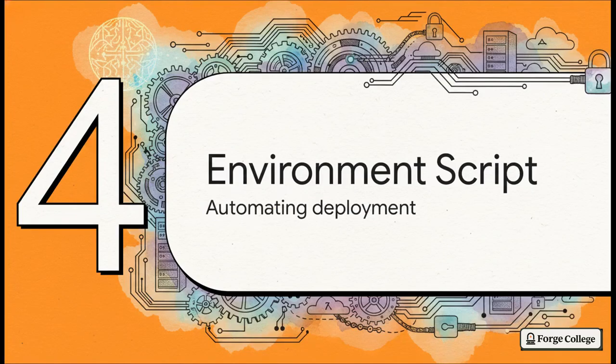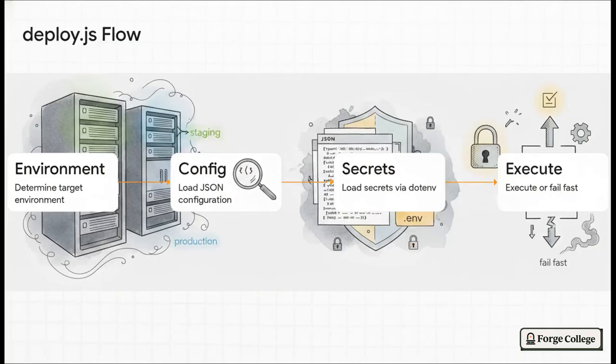Section 4. The environment script and automating your deployment. Let's trace the chronological execution flow of our deploy script. Step 1, the script wakes up and figures out which environment it's supposed to target. Step 2, it takes that environment name and loads the corresponding JSON configuration file we just talked about. Step 3, it securely loads your sensitive secrets using the .env config. And step 4, it either executes the deployment perfectly or it fails fast.